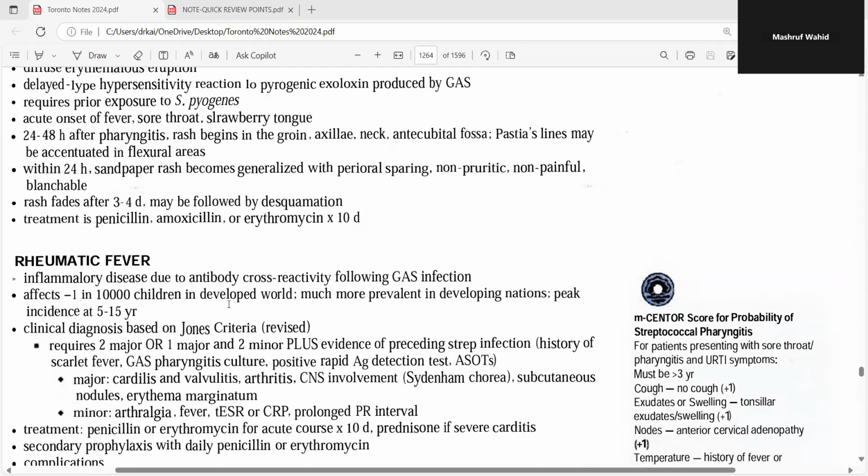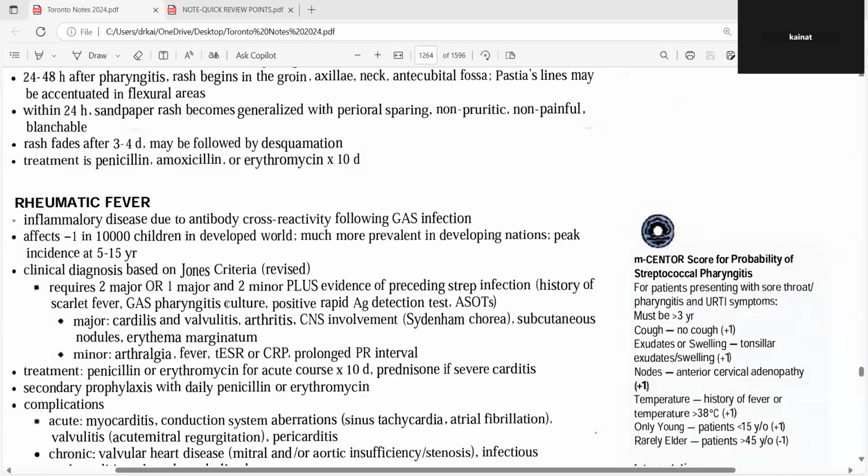Then comes the rheumatic fever. In rheumatic fever, you need to know the Jones criteria. That means two major, or one major and two minor. So, what are the major ones? Carditis, valvulitis, arthritis, CNS Sydenham chorea, subcutaneous nodules, and all that. Minor is basically arthralgia, fever, CRP, PR interval, this one.